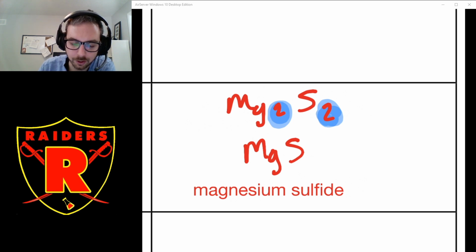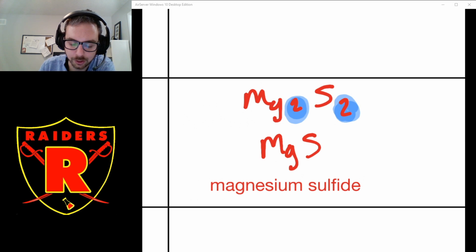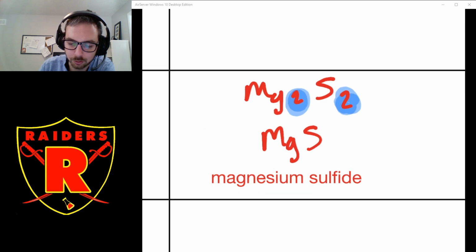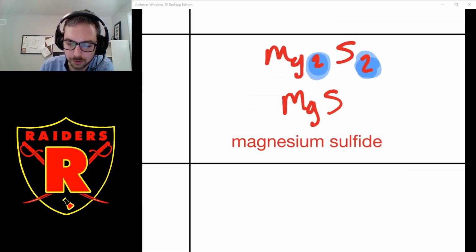So if there's ever a ratio that you can reduce in an ionic compound, and this only works for ionic compounds, but if there's ever a ratio that you can reduce, then you do the reduction. So this just becomes MgS.